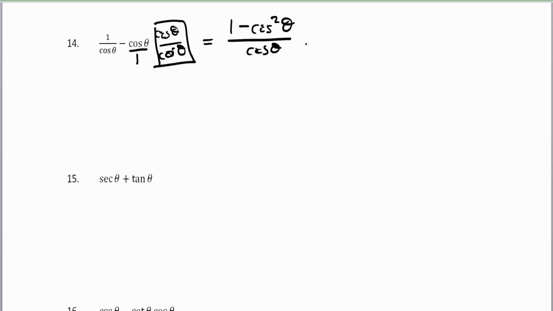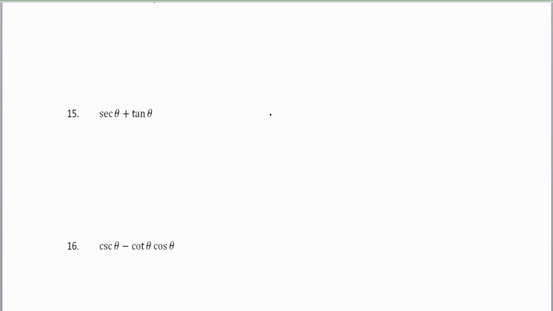1 minus cosine squared theta, look at that first page of your notes. 1 minus cosine squared theta is sine squared theta divided by cosine theta. And that's as far as we can go. We're not going to go any further. If you wanted to convert this into a form of sine, you could, but gosh darn it, this is as good as you can go. And this is building up your math muscle to basically get you ready for some more complex trigonometric expressions.